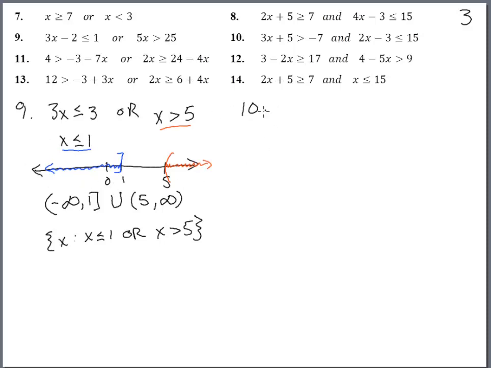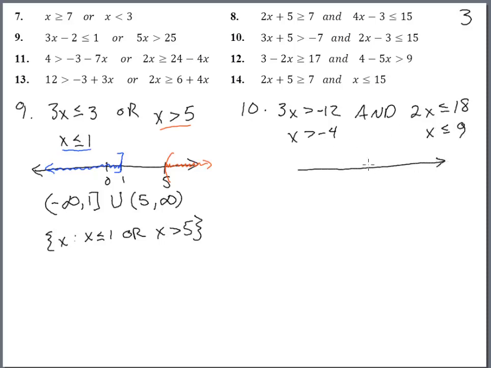Number 10, we get 3x plus 5 is greater than negative 7. That's 3x is greater than negative 12. So x is greater than negative 4. And 2x is less than or equal to, if we add 3 here and add 3 here, we get an 18. So x is less than or equal to 9.